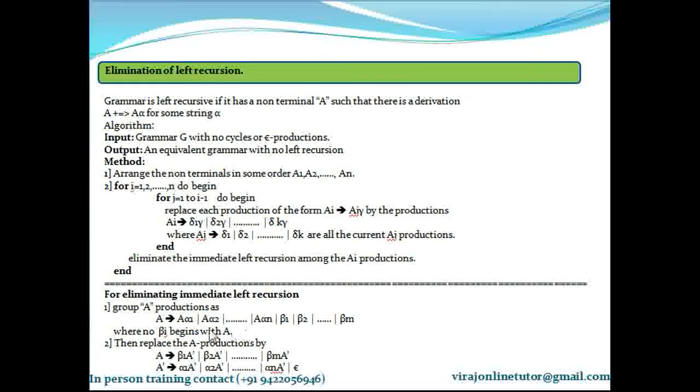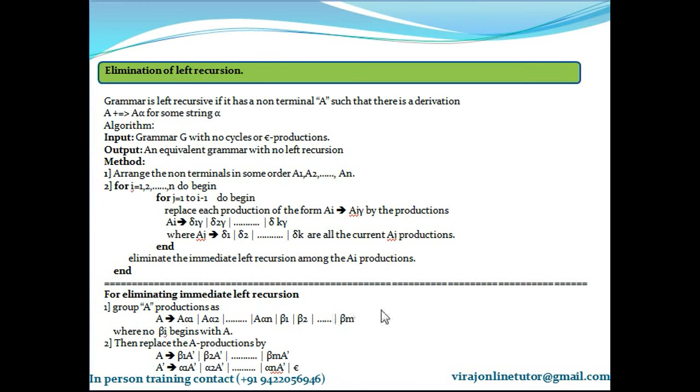Is this production left recursive? The leftmost symbol on the right hand side of the production is exactly the same as this A. So this is also having a left recursion. So left recursion is one in which the leftmost symbol on the right hand side of the production is exactly the same as the symbol on the left hand side of the production, we say that the grammar is having a left recursion in it.